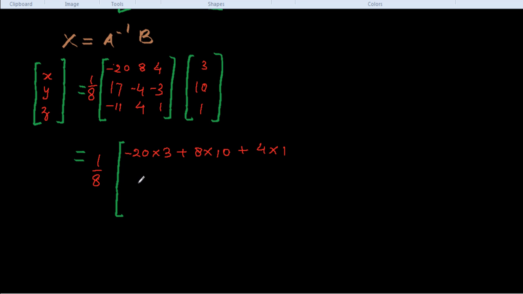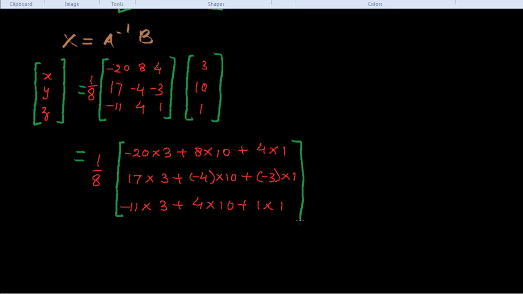In the second row we do the same thing: 17 into 3 plus minus 4 into 10 plus minus 3 into 1. So we have the first element, second element, and third element. Here you see minus 11 into 3 plus 4 into 10 plus 1 into 1. So this is our matrix here, and this is our x, y, z.